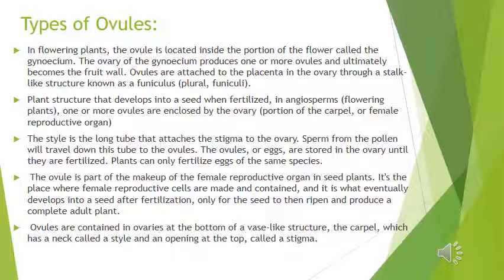The ovule is a part of the female reproductive organ in seed plants. It is the place where female reproductive cells are made and contained, and it is what eventually develops into a seed after fertilization, which then ripens and produces a complete adult plant. Ovules are contained in ovaries at the bottom of a vase-like structure, that is the carpel, which has a neck called the style and an opening at the top called the stigma.